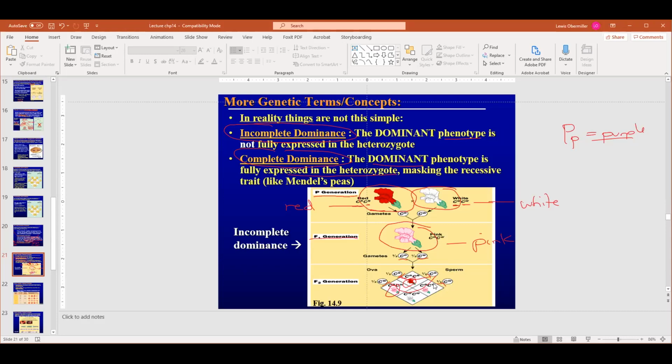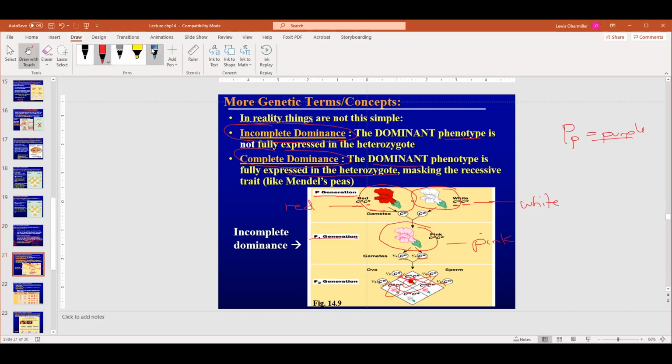If this sperm fertilized this egg, we would get white mixed with red, and that will give us pink. And if this sperm fertilized this egg, we would get two whites, which would give us white paint. So the ratio here is different.